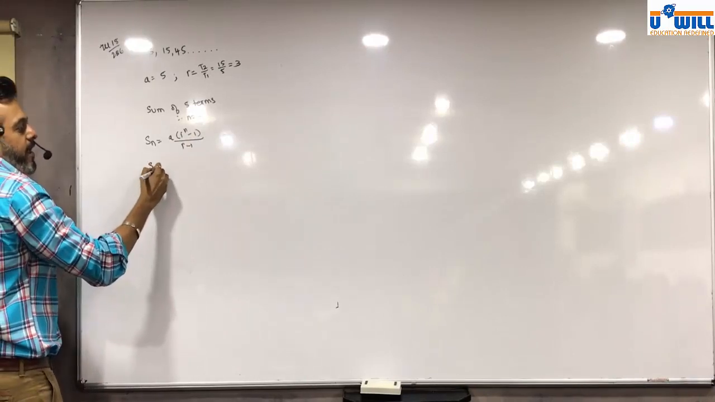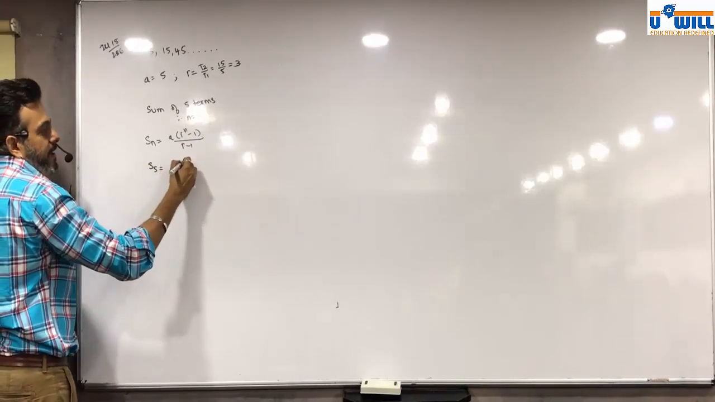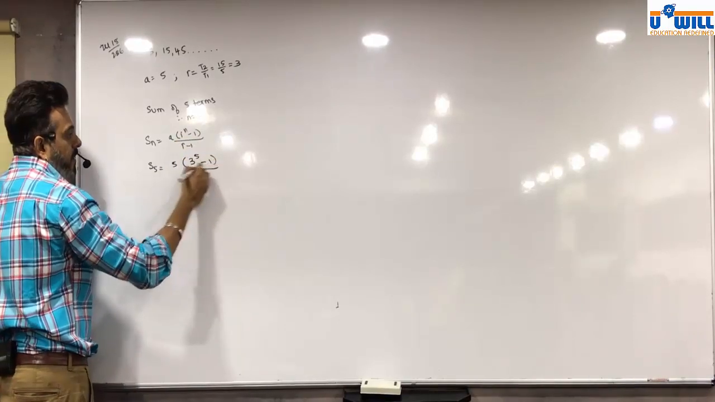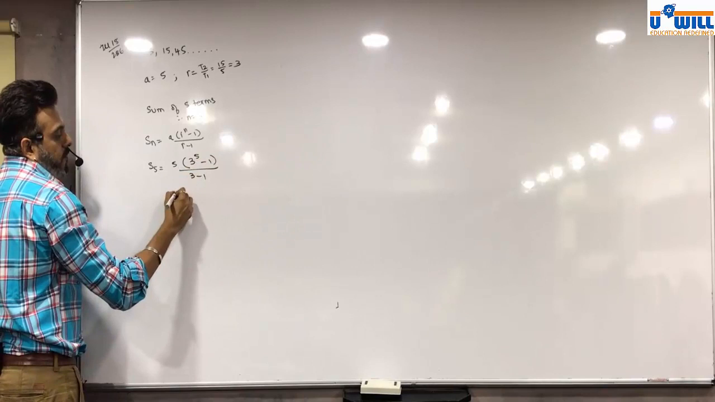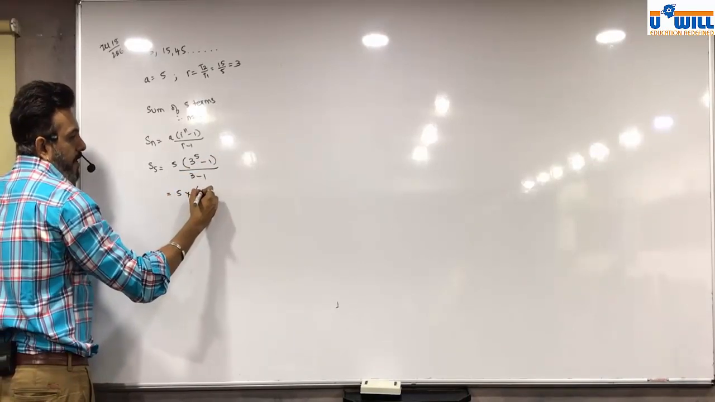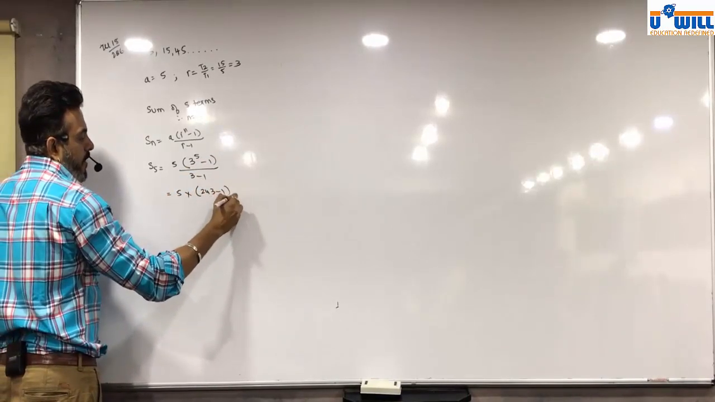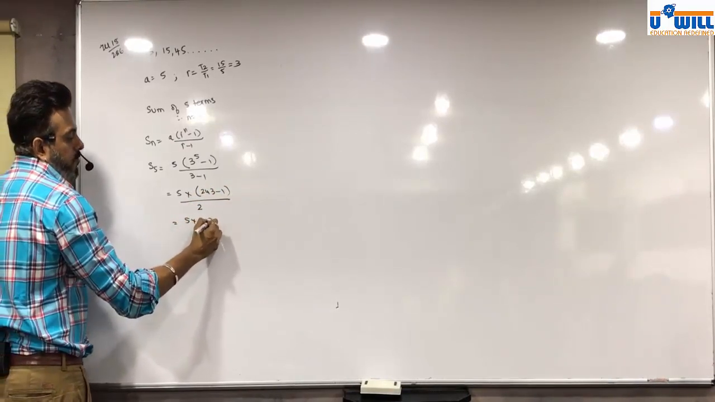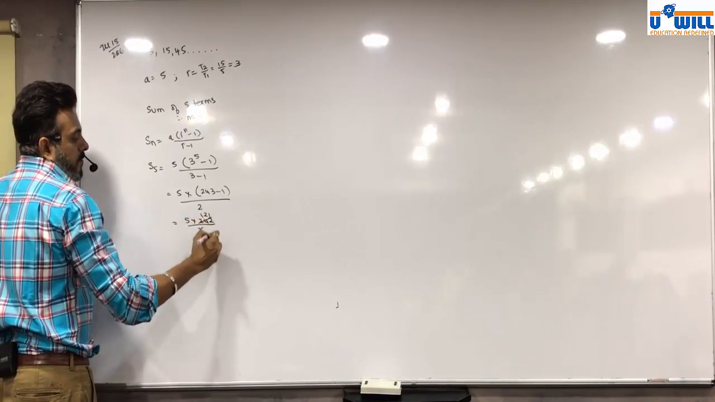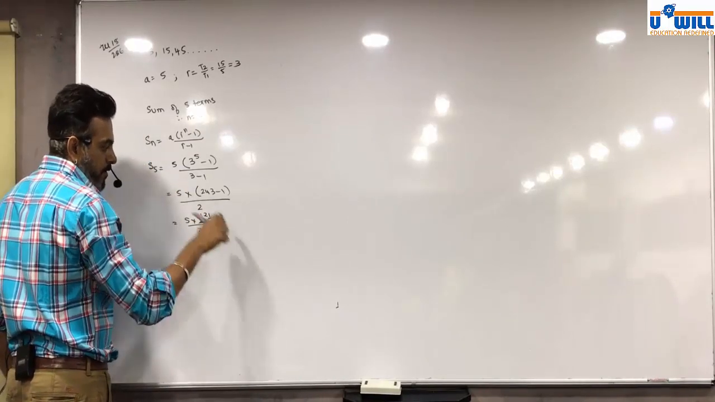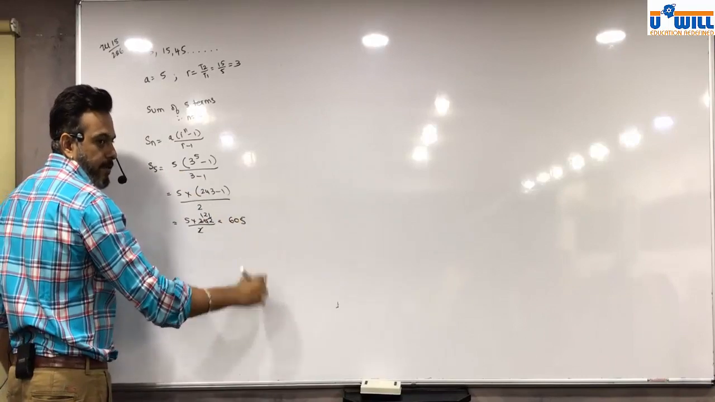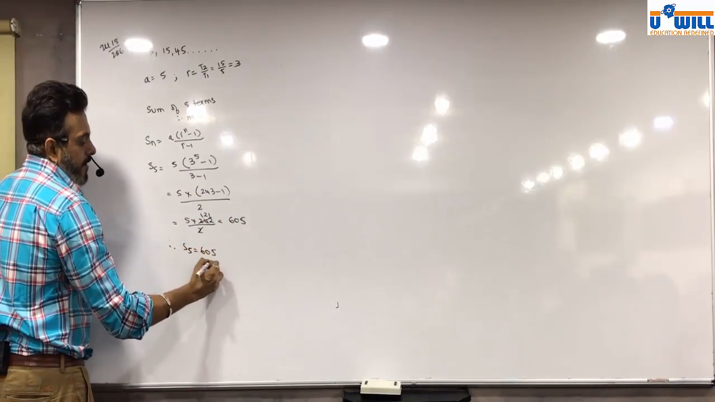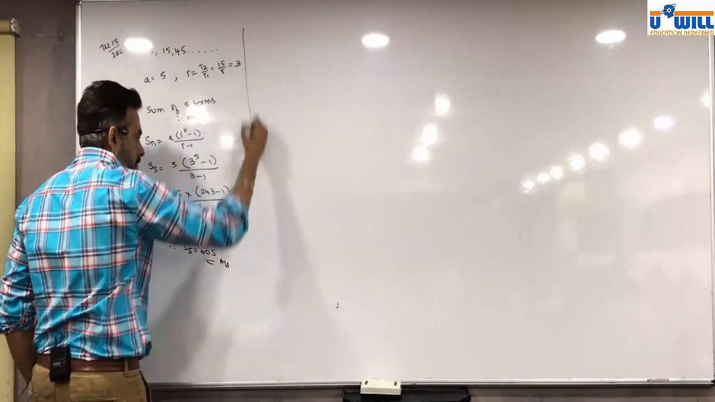So S5 is equal to a is 5, r is 3 raised to n which is 5 minus 1 upon 3 minus 1, which is equal to 5 into 3 raised to 5, 243 minus 1 upon 2. 5 into 242 by 2, which gives 605. Therefore, S5 is equal to 605. Answer.